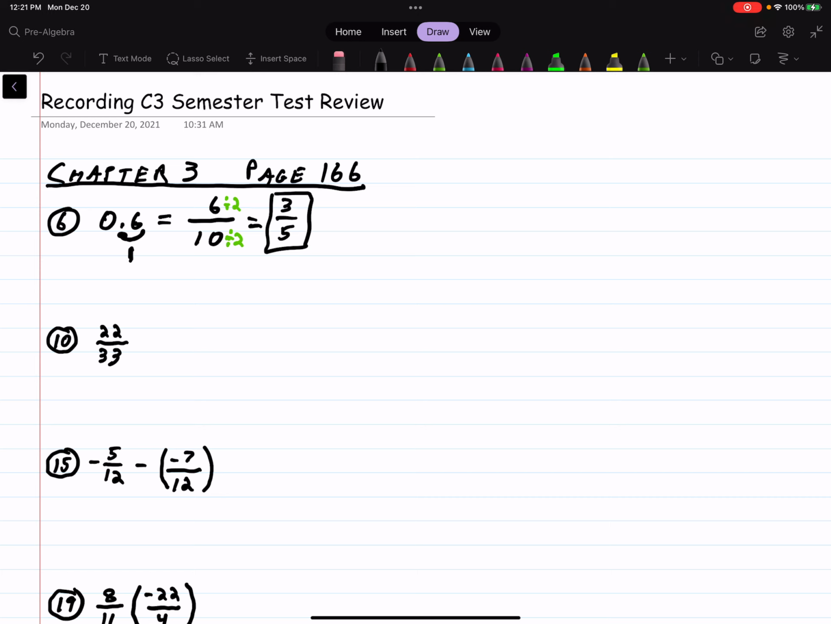Now, number 10, we're supposed to change this fraction into a decimal, I think. Number 10, it says, no, it just says simplify. So we just have to simplify. Right away, I see that both of these are divisible by 11. When I do so, I get 2 over 3, and that's the simplified version of that fraction.